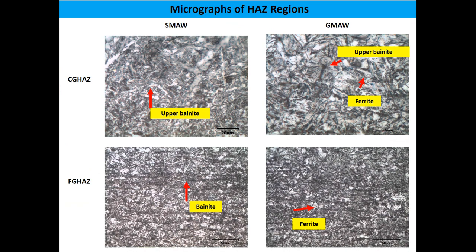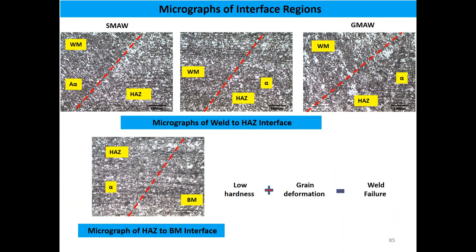Here you can see the micrograph of the HAZ of various regions, coarser grain HAZ and finer grain HAZ, for the GMAW process, and coarser grain HAZ and finer grain HAZ. Here there will be variations in the interface of weld metal and HAZ. These are the interface regions of various zones.